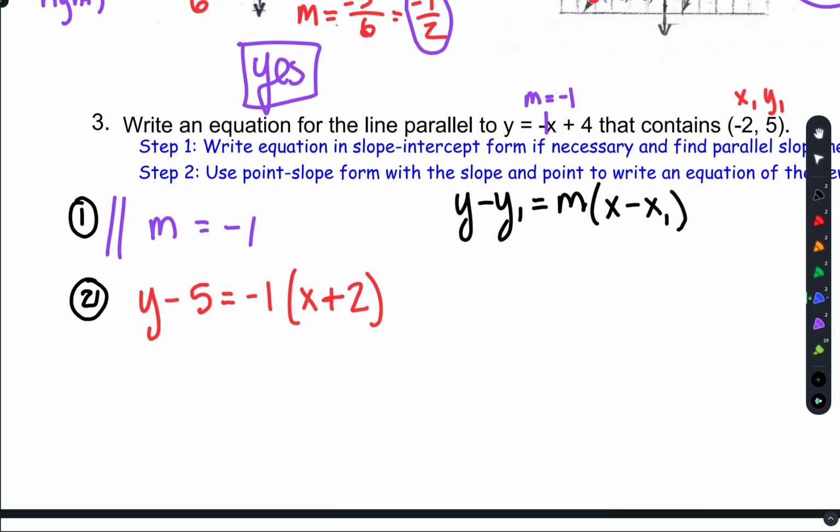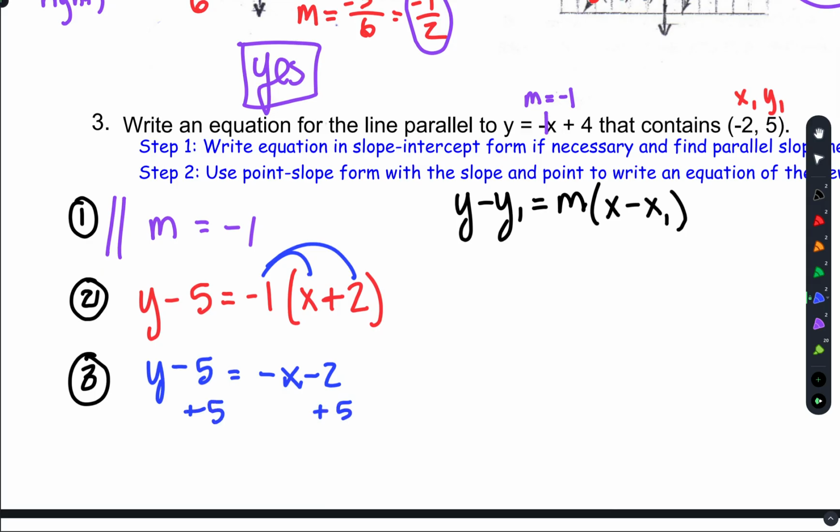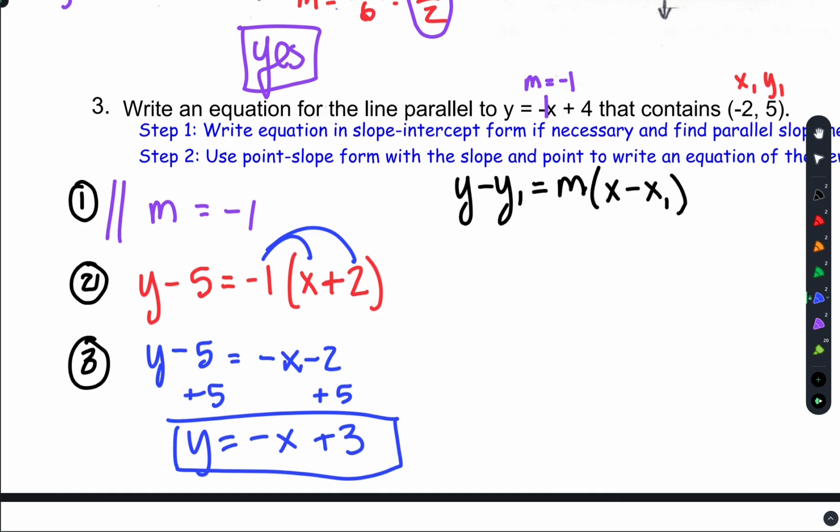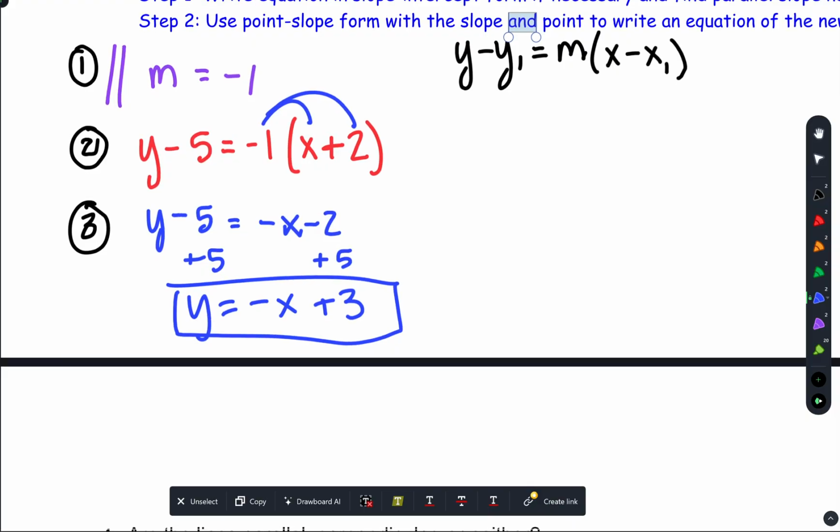My final step, even though it's not really written here, is going to be to get it into slope-intercept form. Just like we said earlier, to get it into slope-intercept form, we're going to solve this for y. To start, I'm going to distribute. And then add 5. So my new line should be y equals negative x plus 3. Pretty much 3 steps all the time. Any questions on that? Okay, if you're good, flip it over.